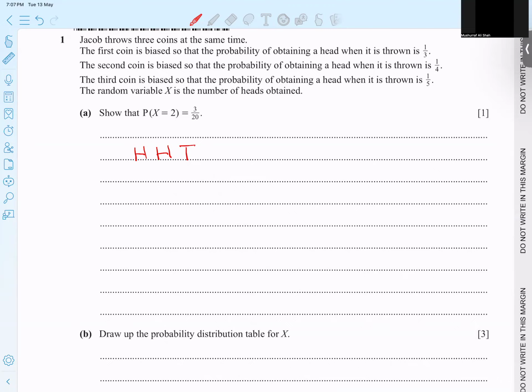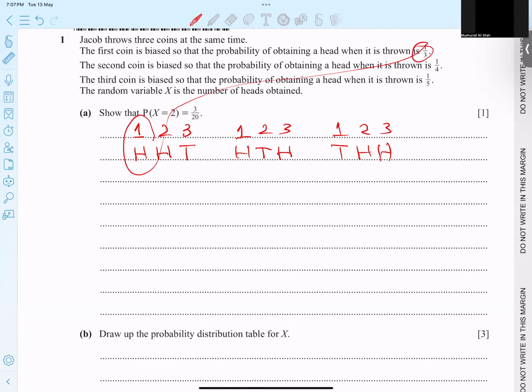You can see here we need 2 heads and 1 tail. I call the coins first, second, and third to make a difference. With 2 heads, it is possible in the beginning: head, head, tail. Another option is head, tail, head. A third option, we have tail, head, head. I think the idea is very clear.